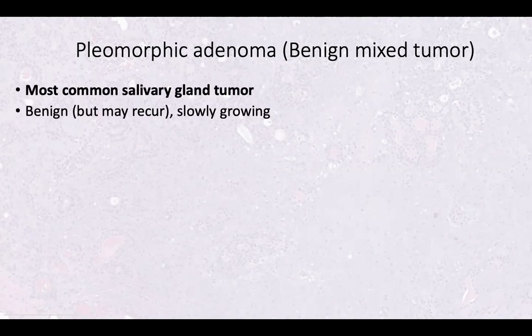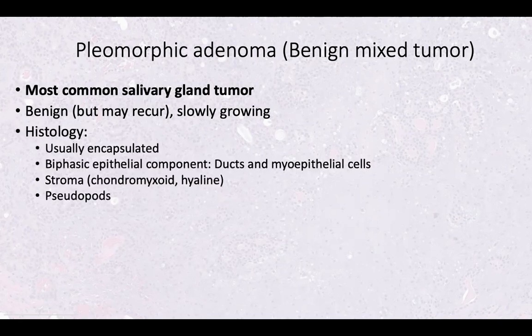So I actually think that it's sort of weird that we consider these things benign, because they can be really horrible tumors to manage, and they can really ruin people's lives. But anyways, we call it benign. So by histology, they're usually encapsulated, and they're biphasic. So you're going to see ducts, you're going to see myoepithelial cells, the 2-cell population. And then the stroma, which we discussed, which can be either this chondromyxoid stuff or it can be more hyalinized, and I'll show you examples of that.